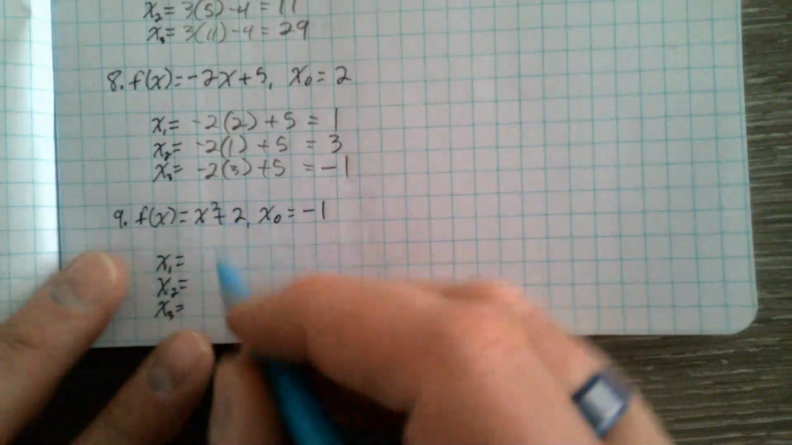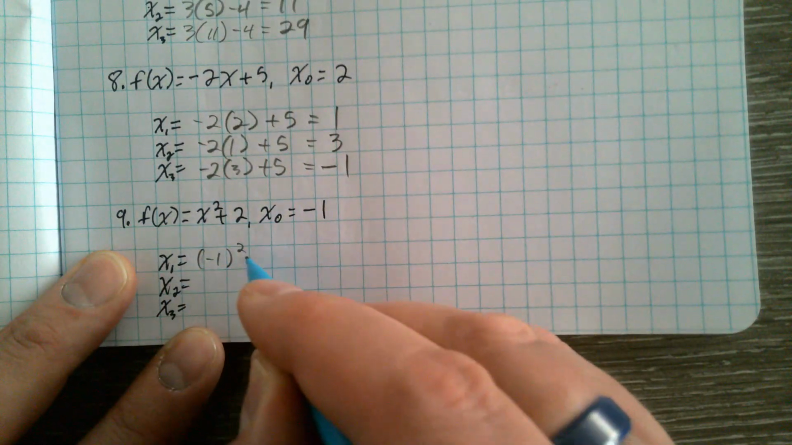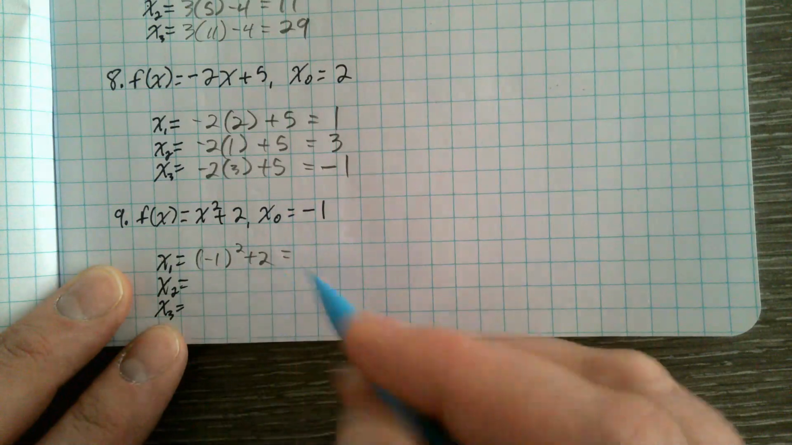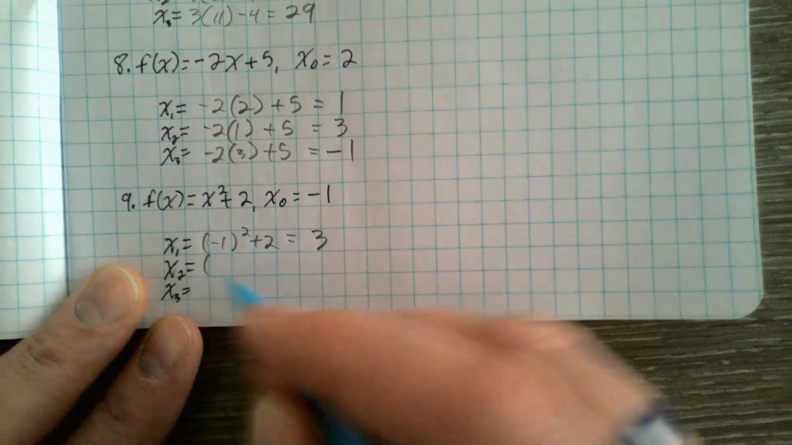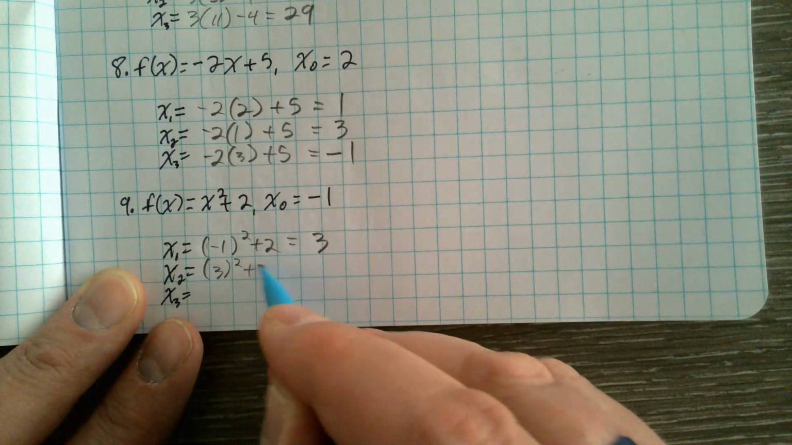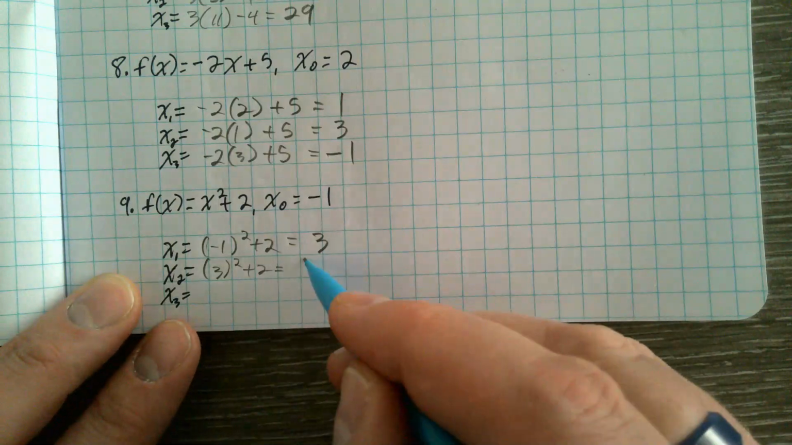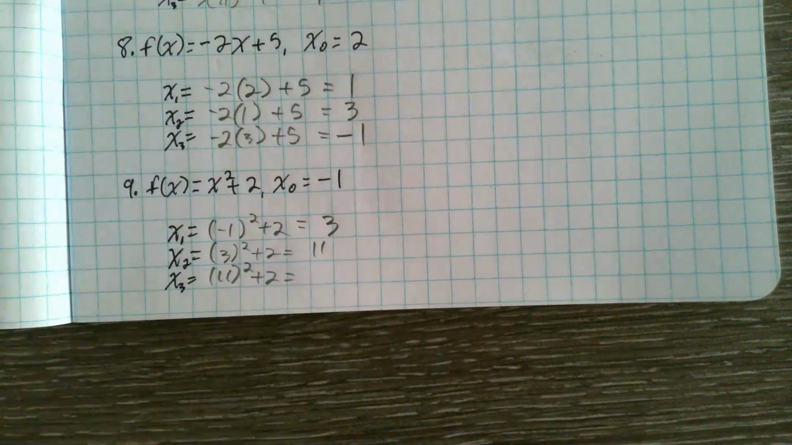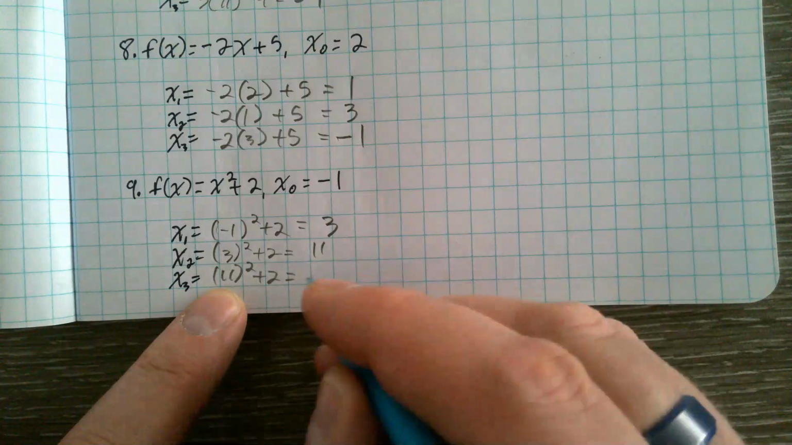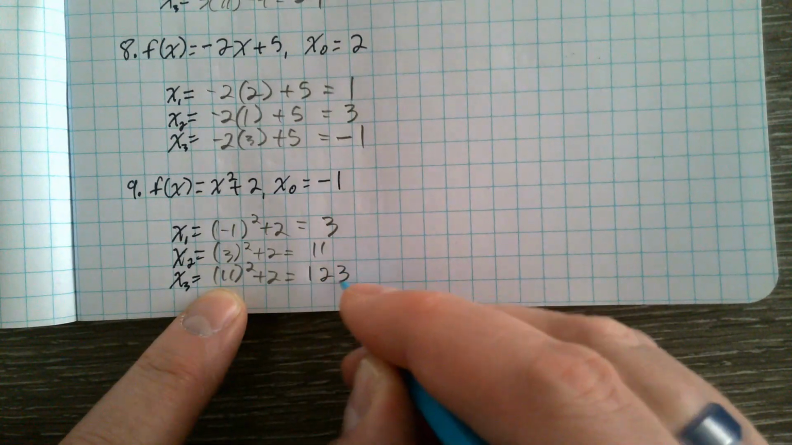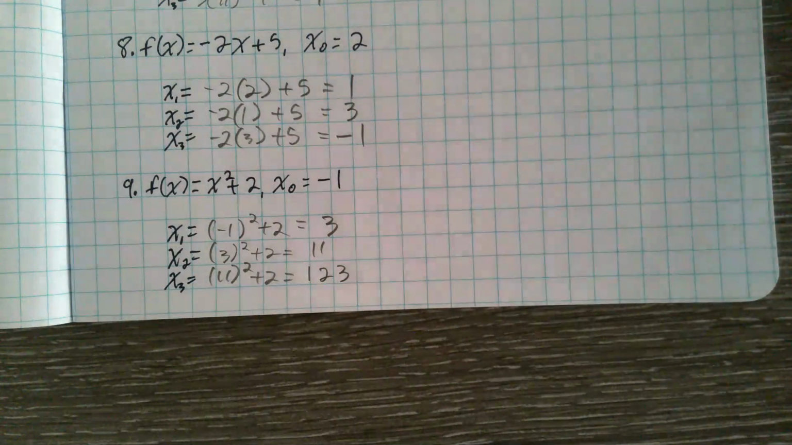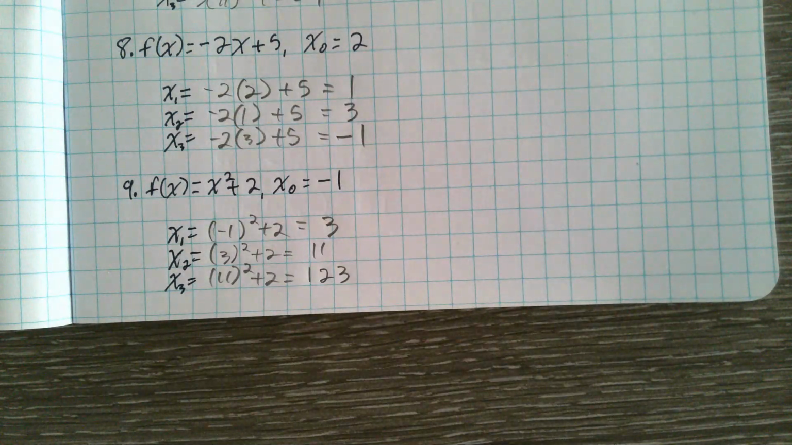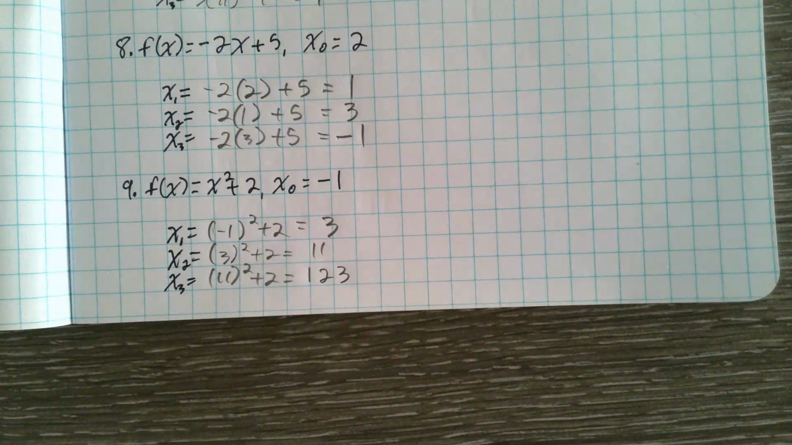Here we have negative 1 squared plus 2. Negative 1 squared is 1, plus 2 is 3. 3 squared plus 2. 3 squared is 9, plus 2 is 11. 11 squared plus 2. 11 squared is 121, plus 2 is 123. All right. I believe, yep, that is the end of the check your understanding. There you go. We will have an assignment on this in class.